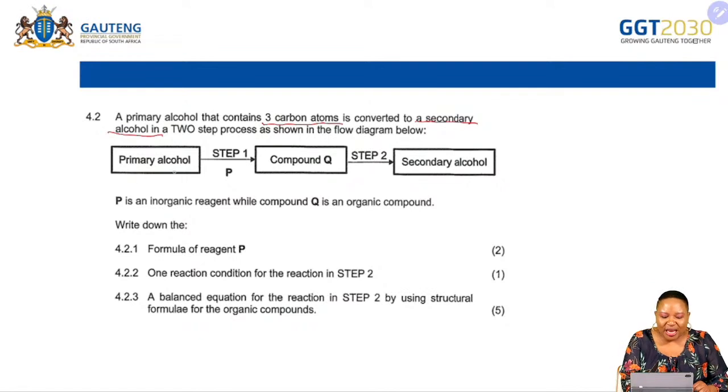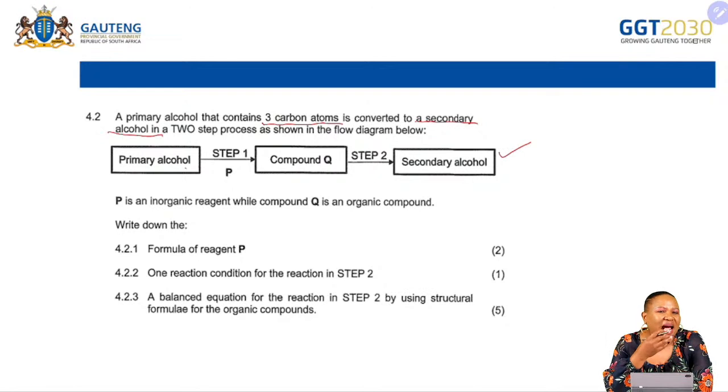So what is going to happen here is that our primary alcohol will undergo step 1 and form compound Q. Our compound Q will undergo step 2 and form our secondary alcohol. Therefore, the next thing you ask yourself is, how can I find an alcohol? It doesn't matter whether primary or secondary. The next thing you think about is that I can only find an alcohol from an alkene, whereby an alkene will undergo what?